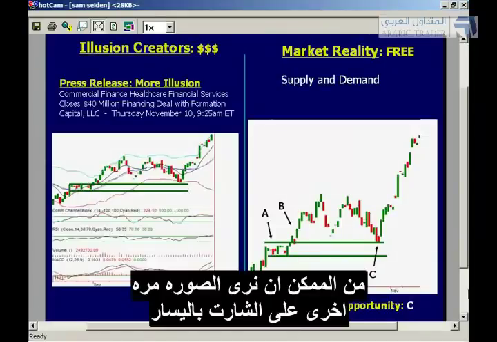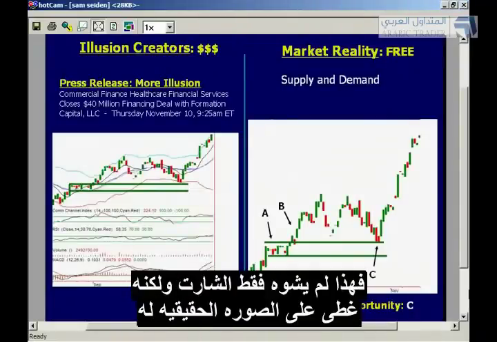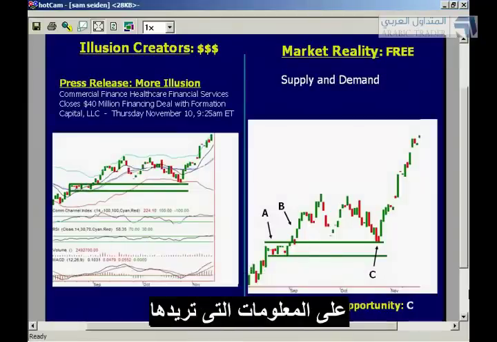While we could see that same picture over on the chart on the left, you could see that when you start adding a lot of indicators and oscillators and things like that, not only does it distort the picture, but it actually covers up all the information you really need.